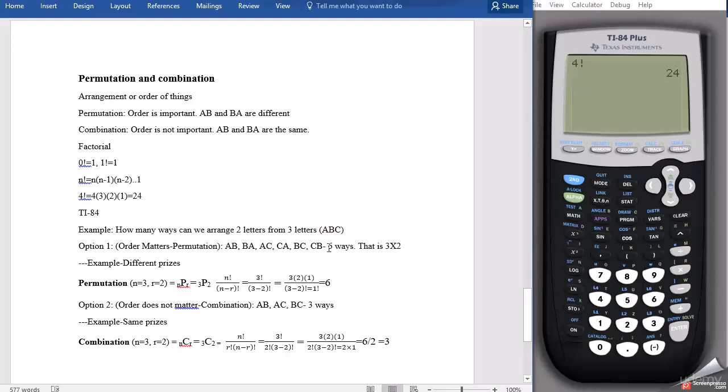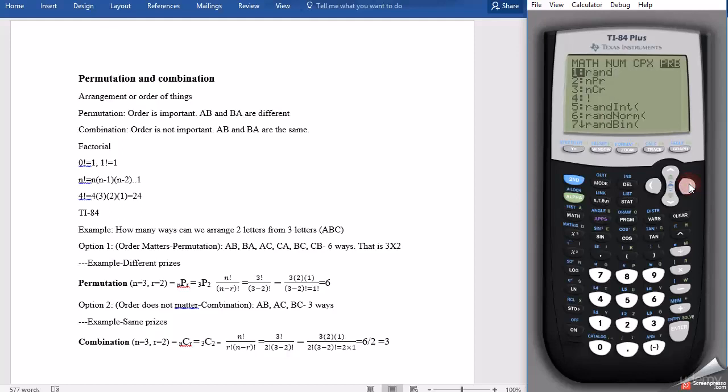Okay, so before we go to option number 2, let's see how we can get this permutation using our TI-84 Plus. So to get the permutation, we're doing 3 permutation 2. We're going to start by typing 3. Then we're going to go to math again, go to PRB, and number 2 is permutation. So we're going to select number 2 and then type 2 and enter. So you can see the answer is 6. So this is an easier way to do this whole thing about permutation using the TI-84 Plus.